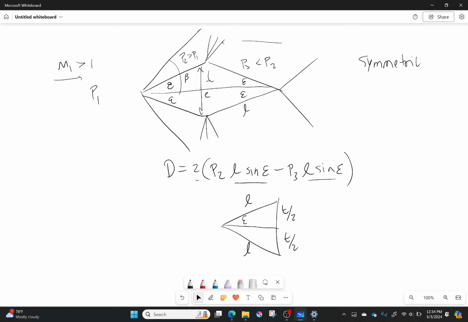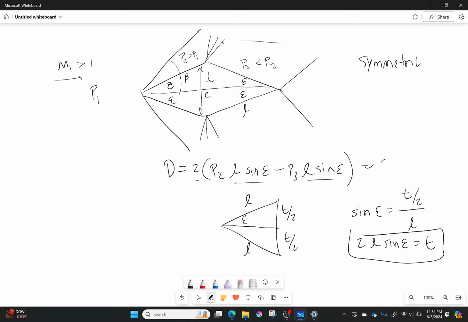So what I get then is that sine of this angle is equal to T over 2 over L. Or if I rearrange that slightly and multiply, I can say that 2 times L times sine of this angle is equal to T. That's very helpful because that means that this drag right here is simply equal to P2 minus P3 times the thickness. So that is for 0 angle of attack. I can then, if I want to, put that in terms of a coefficient of drag, which is honestly much more important.